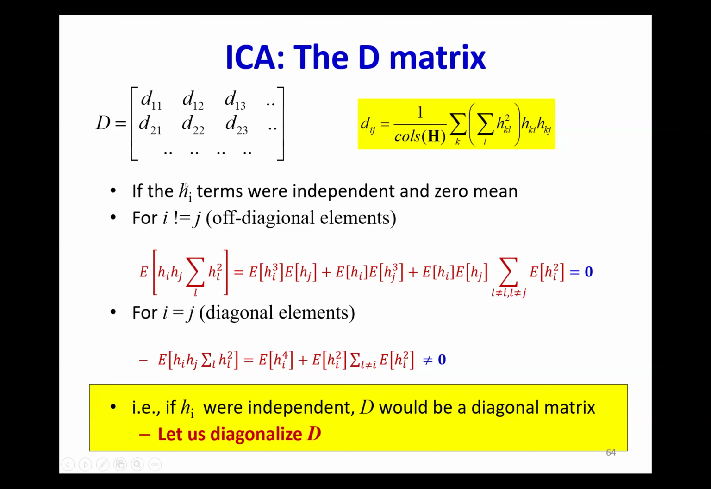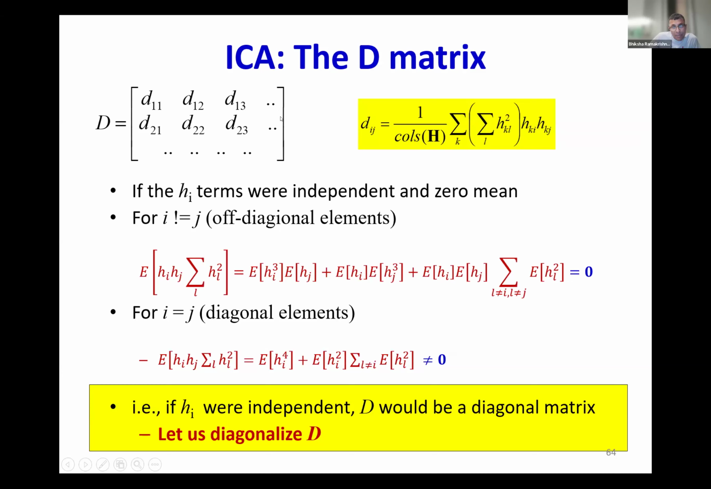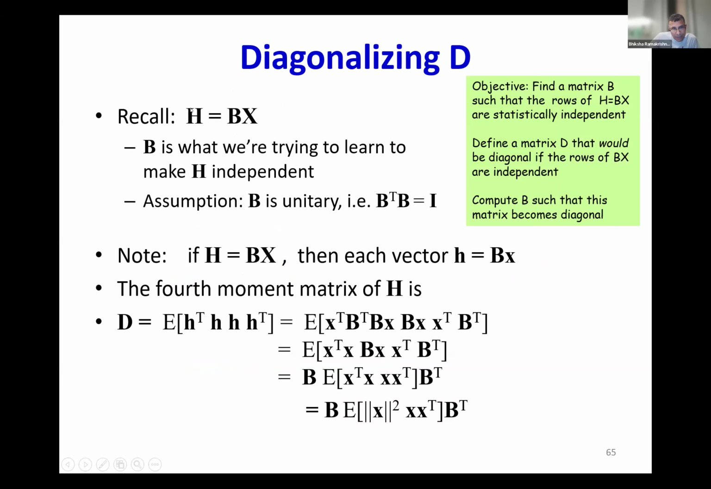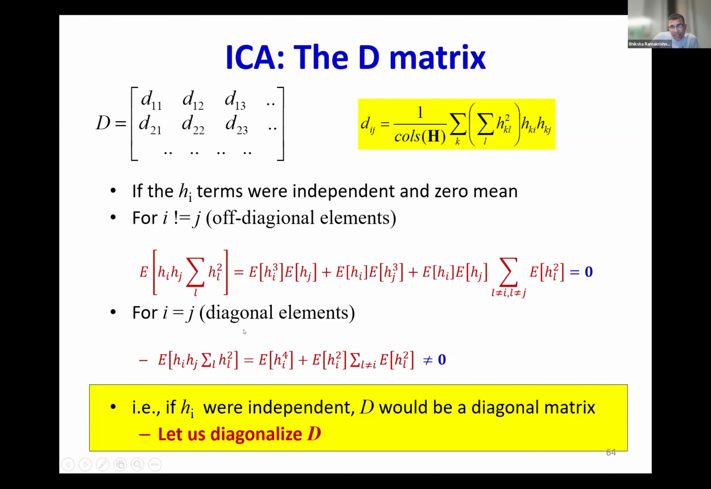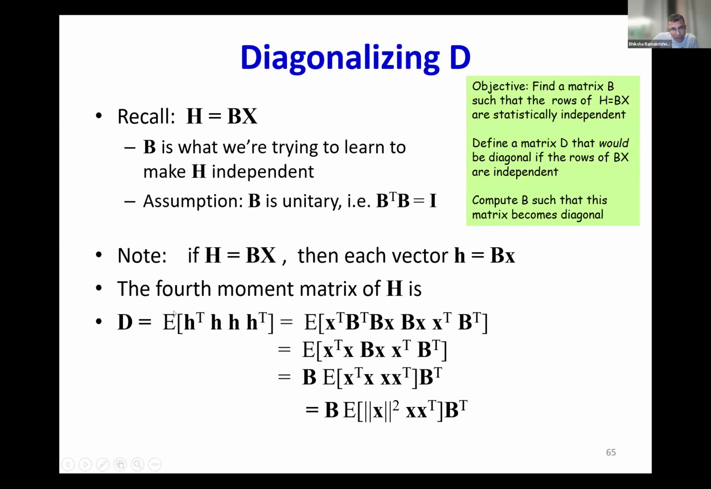The final step here. Basically, again, we have X, which is our whitened data. We want to find some matrix B such that H equals BX. And we want this D matrix to be diagonal for H. If I look at the fourth moment matrix of H, it's the expected value of the squared norm of H, which is H transpose H, times the outer product of H, which is HH transpose. You see this equation to the left? That's the same as this one here. Do you see that?